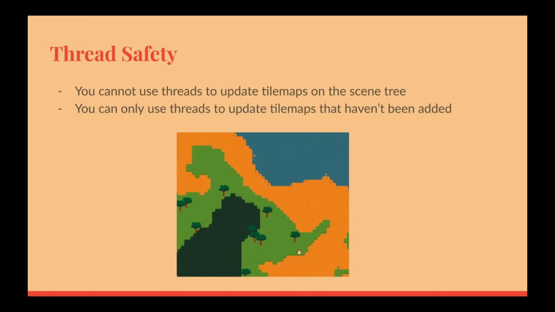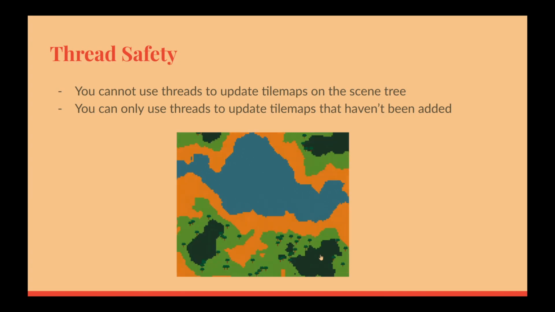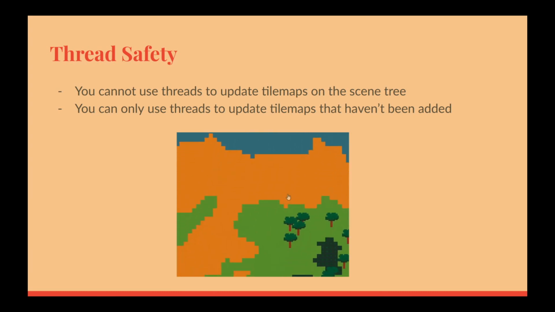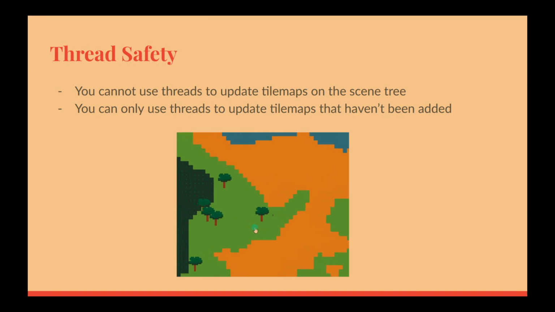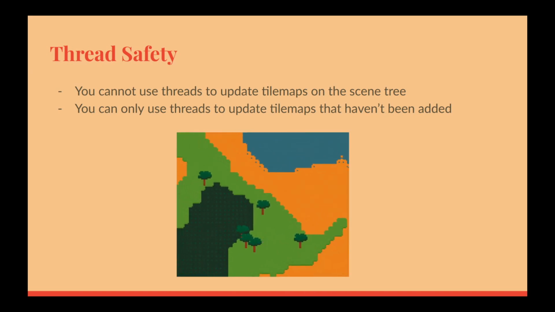Why don't I just set the tiles with the thread? So you can use threads to set tiles, but the tile map cannot be on the scene tree when you're setting the tiles, because there's a lot of corruption that happens. It's not thread safe to do that.